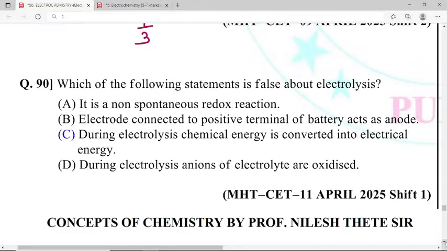Which of the following statements is false about electrolysis? It is a non-spontaneous redox reaction. Correct. Electrode connected to the positive terminal of the battery acts as the anode. Correct. During electrolysis, chemical energy is converted into electrical energy. Chemical into electrical, no, this is not true. This is false. During electrolysis, anions of electrolyte are oxidized. Correct.